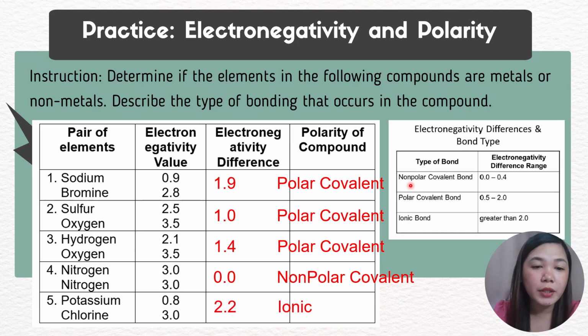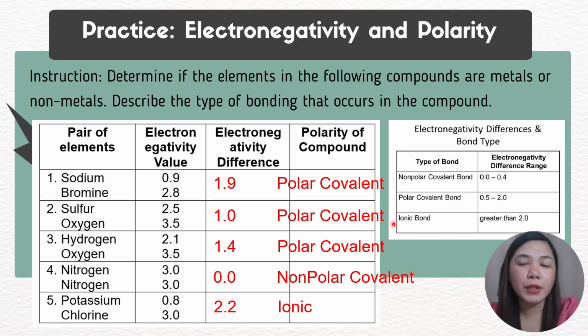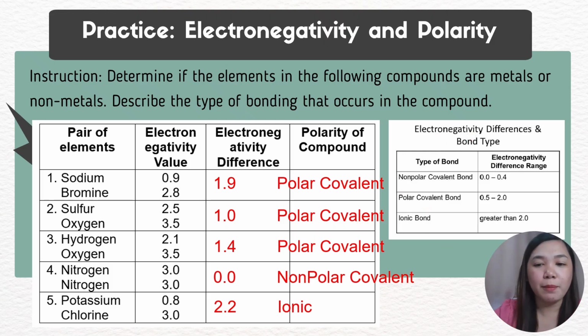3.0 minus 0.8, the answer is 2.2. That means it belongs here to the greater than 2.0. That would mean that the type of bond or the polarity of the compound is an ionic bond. As simple as it is, you just subtract the EN values, find the difference, and then look at our bases to see what type of bond or polarity of the compound they belong to.